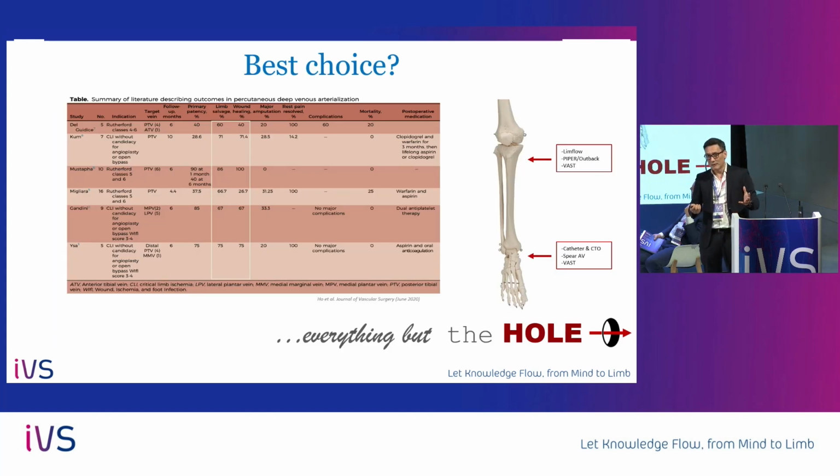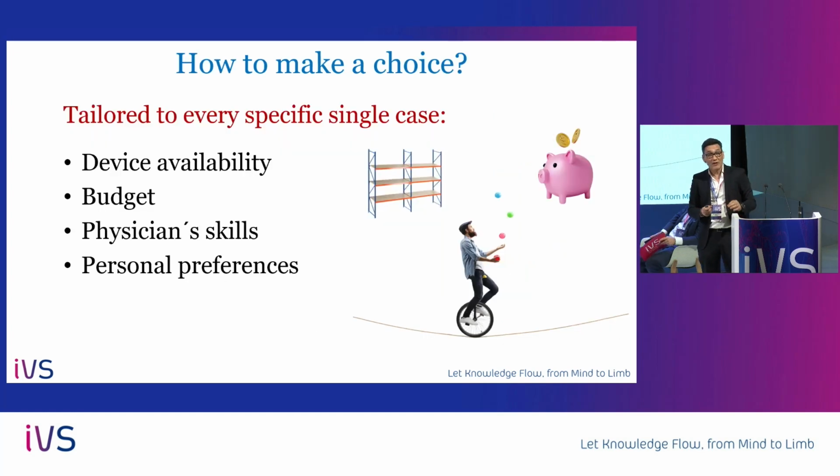And you may probably wonder, well, you talk about proximal, distal, off-the-shelf, LimFlow. What is the best choice? Well, if you have a look at this review from Stanford, you will see that the wound healing rates and the amputation rates are pretty much similar. So probably it has nothing to do with the way you make the connection. What is my advice? Try to tailor the technique to every specific case and take into account your device availability, your budget, your skills, and your personal preferences.